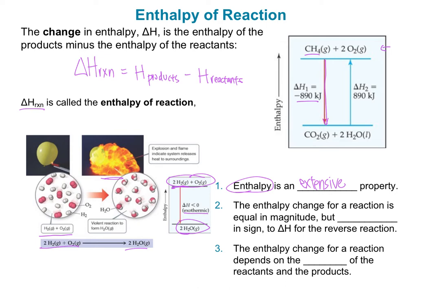890 kilojoules of heat. Now if I reverse that reaction and I want to start with carbon dioxide and water and form methane and oxygen, well, it's the same magnitude number, but the sign changes. So if I reverse my reaction, then the sign of my enthalpy change for that reaction changes. So the magnitude is the same, but we'll have the opposite sign for the reverse reaction.